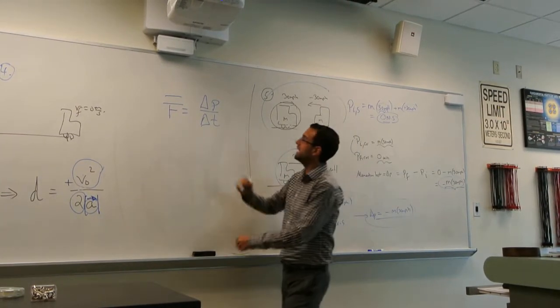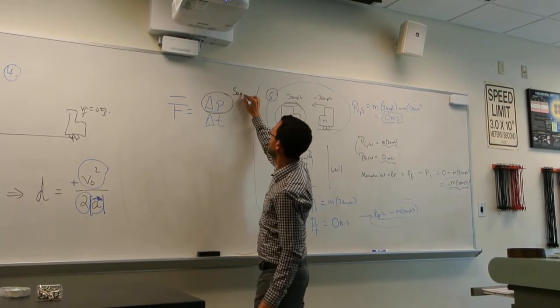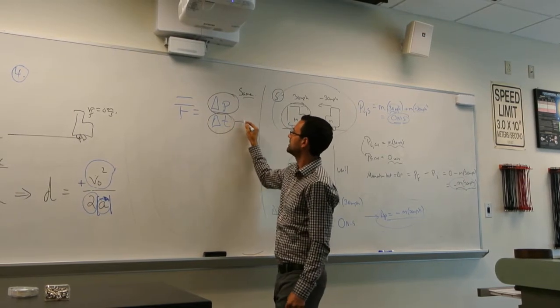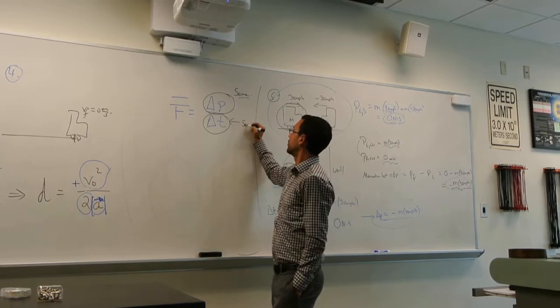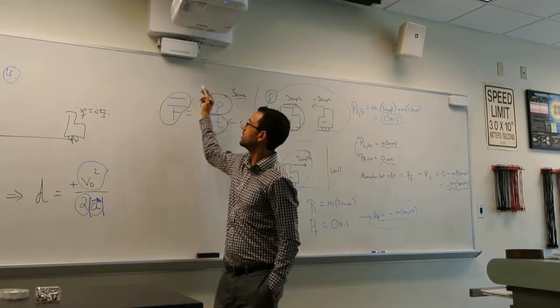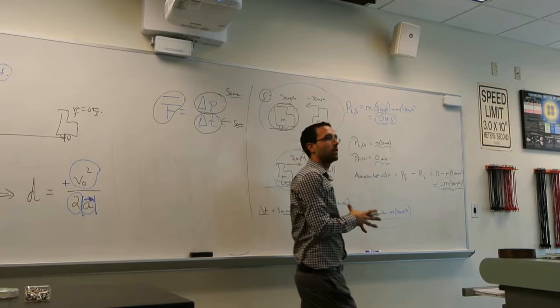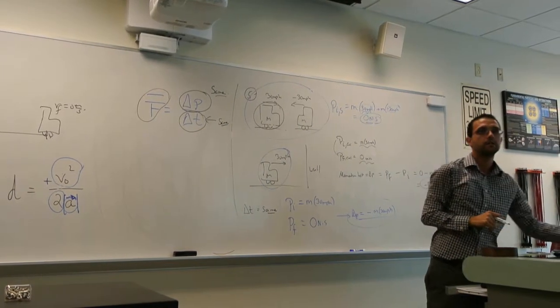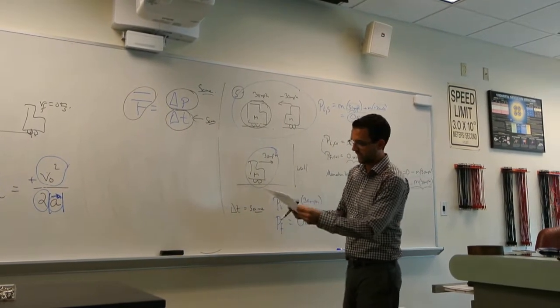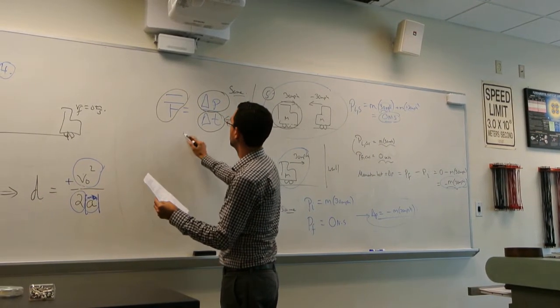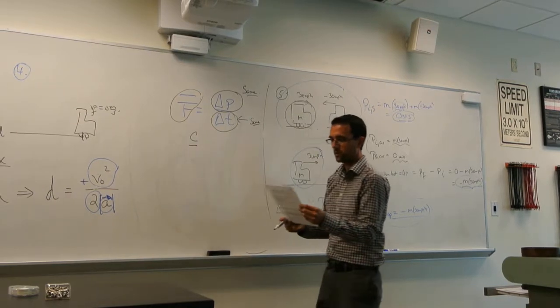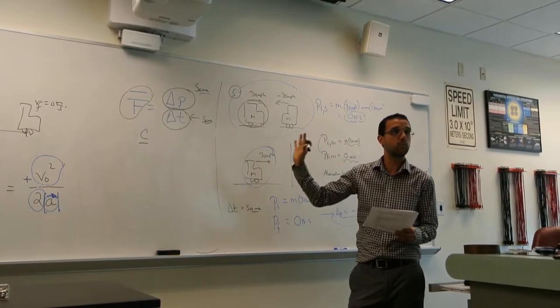So the delta P in both situations is the same. And the delta T, it told you in the problem that it was also the same. So what would happen to the impact force? Does everybody agree that the impact forces in both cases would be exactly the same? So the answer to this one is the force is the same in both cases. So that would be C. Okay, so does everybody see how we got that?